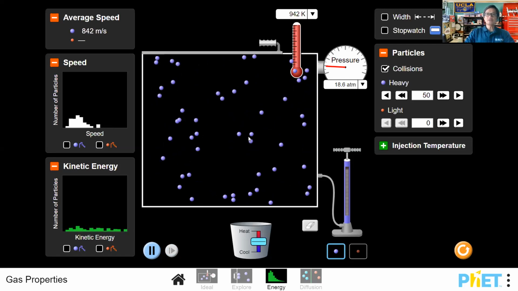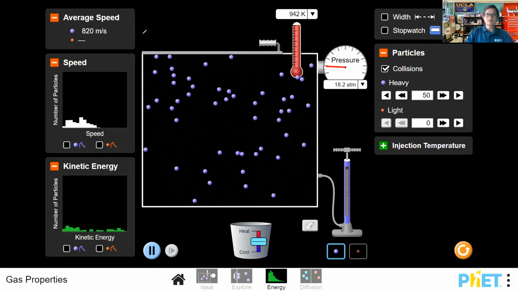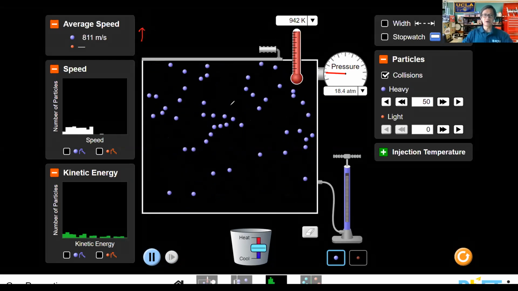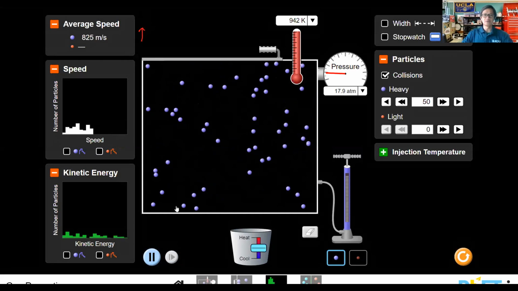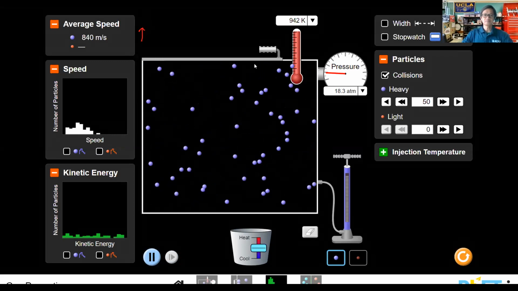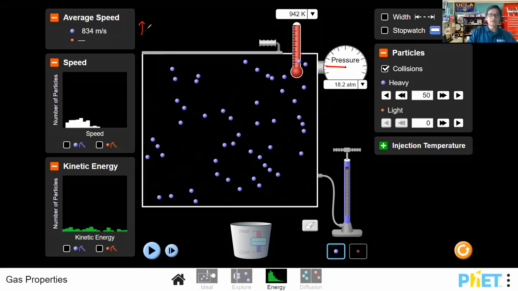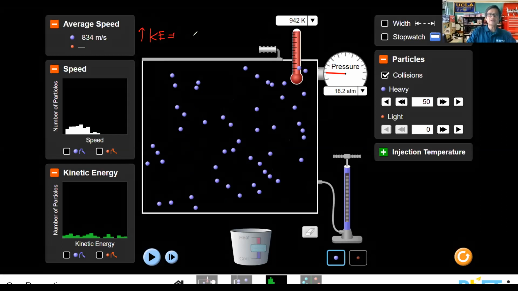And so if you notice here, as they have more kinetic energy and they are moving faster, let's go ahead and continue this here. As they increase their kinetic energy, I'm going to pause it right here just so I can summarize this for you. As we increase the kinetic energy by adding more heat, what happens then? We're going to increase the number of collisions.